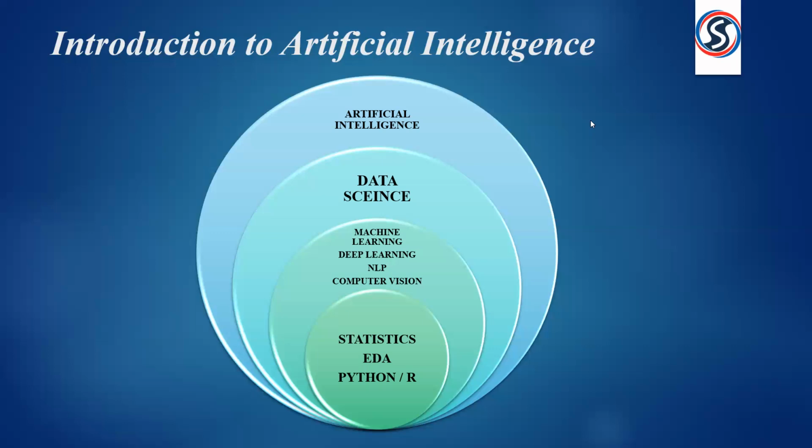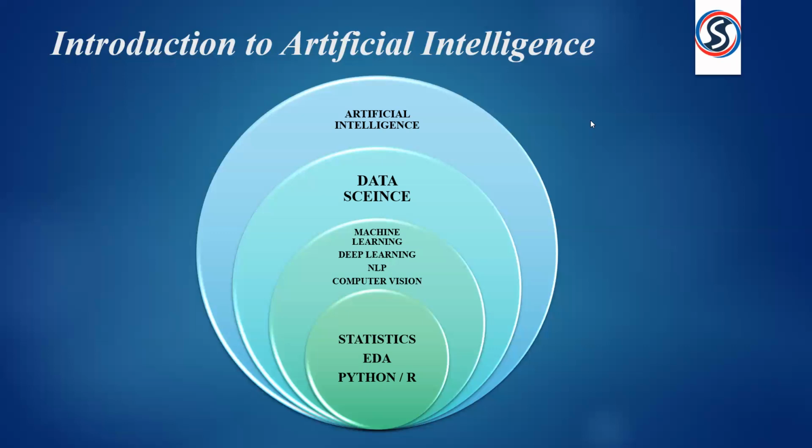So it is composed of two words, as we know. One is artificial, and the second one is intelligence. Artificial defines that it is man-made, completely man-made, and intelligence defines the thinking power. So if you merge the two words, then AI is nothing but man-made thinking power.